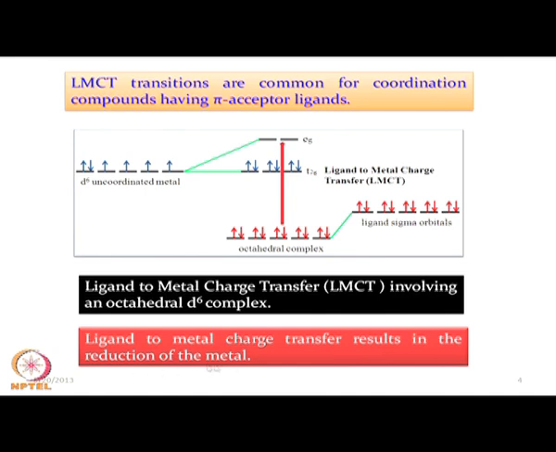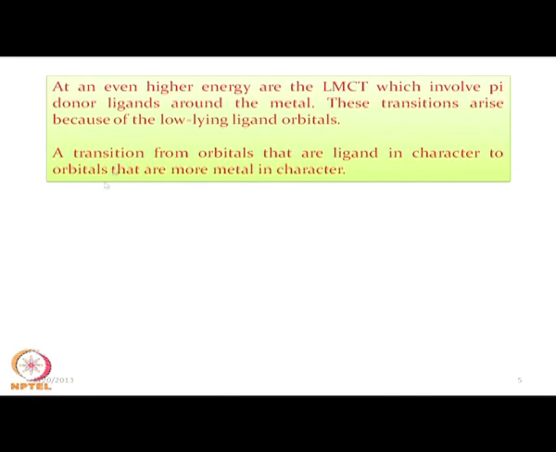So, it is the transfer which basically results in a reduction of the metal center, because some amount of charge is being pushed to the metal ion orbital. That means the partial movement of the charge is going to the metal orbital, that means the metal is accepting the electronic charge, that means the metal is getting partially reduced.